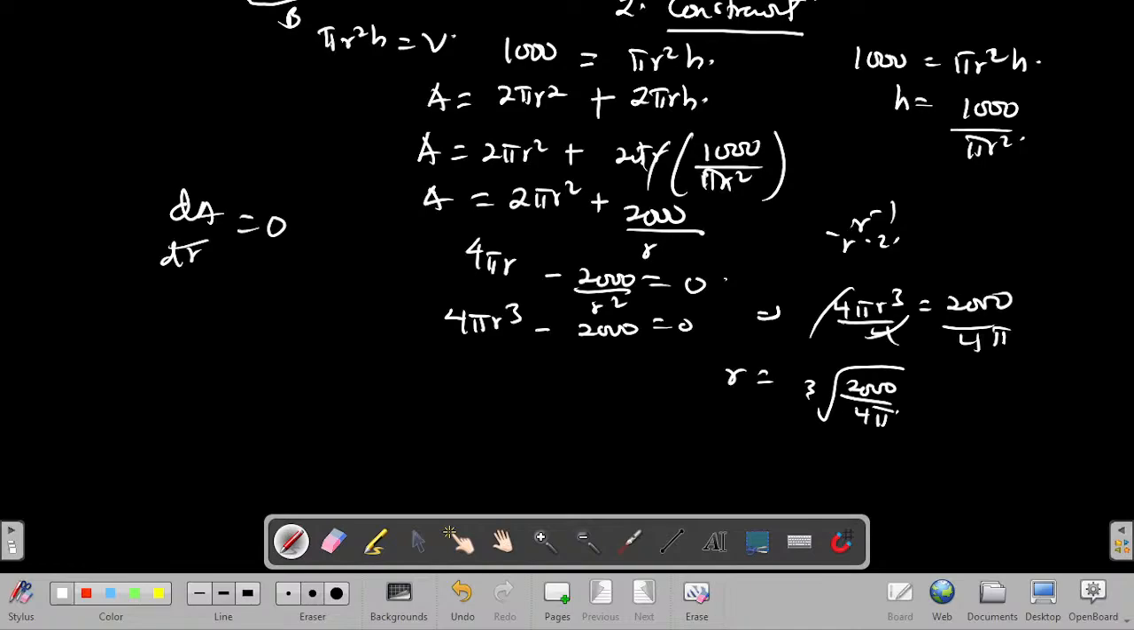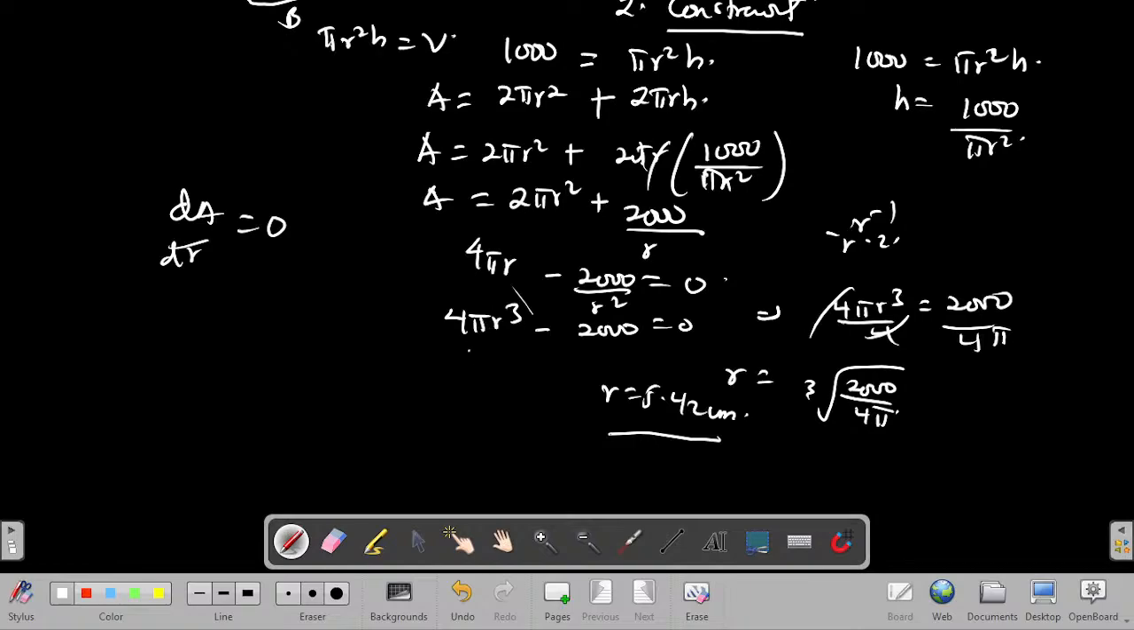That is 5.42 centimeters. So my radius r is 5.42. Obviously, what we've gotten is a point. But would this be a minimum or maximum? For you to know, you check it on your second derivative.